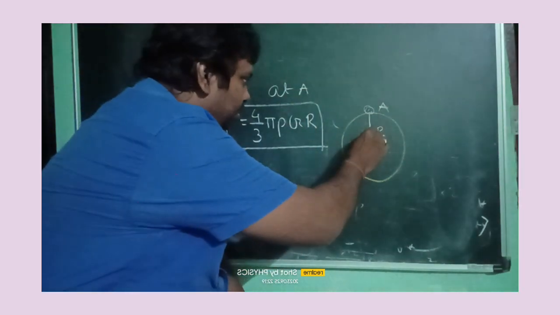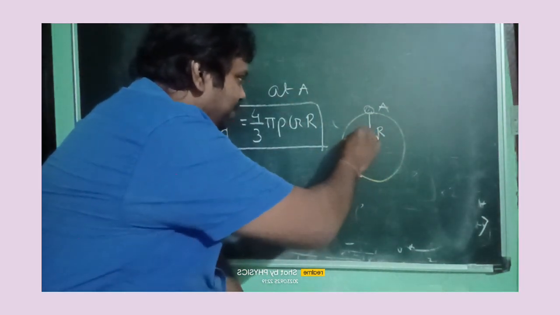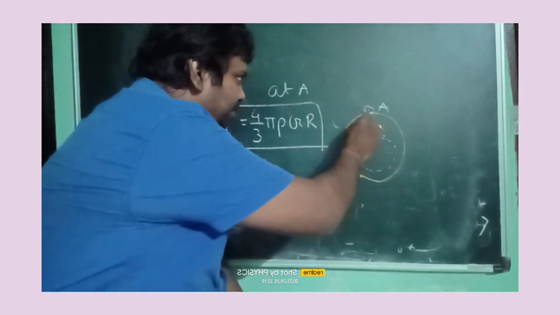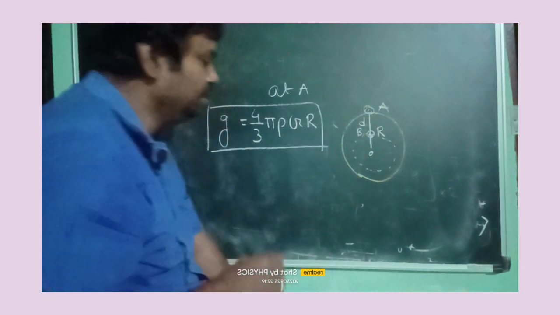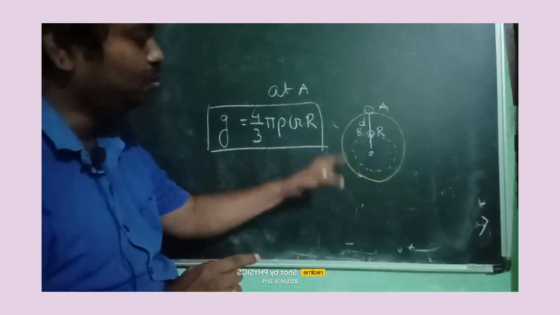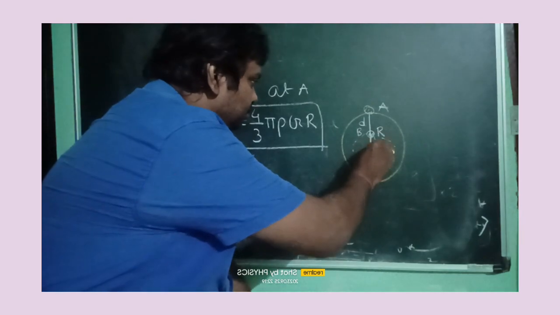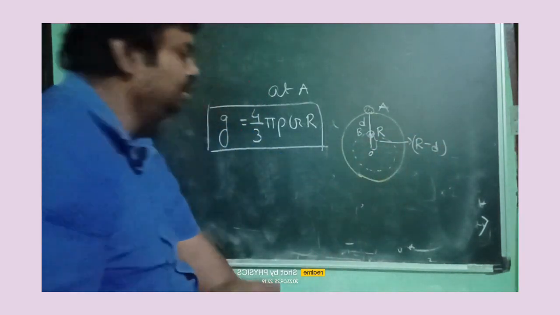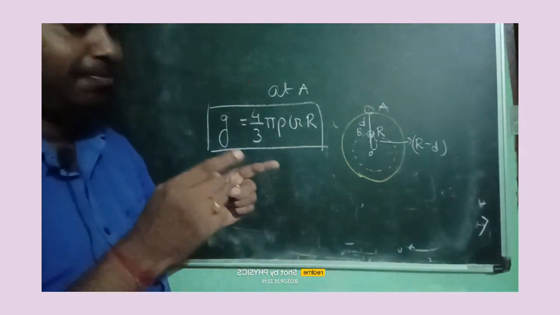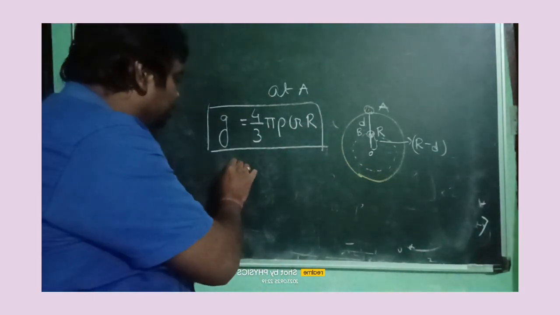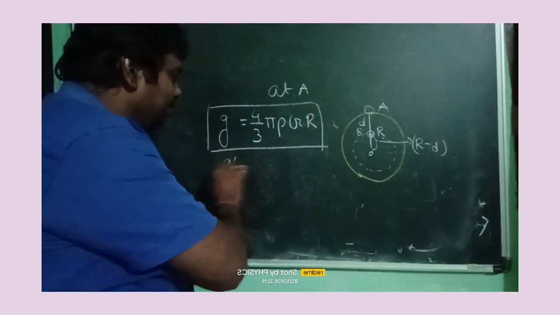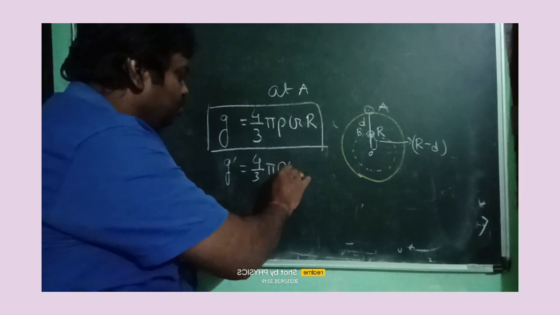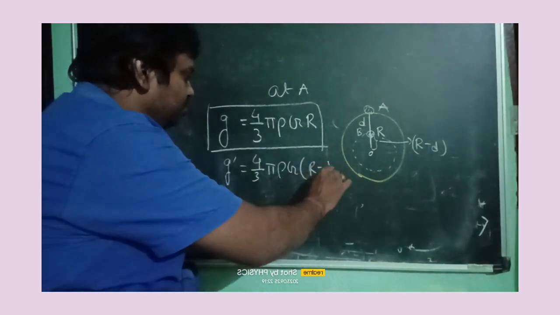Now if the object is displaced to the point B at a depth of d, then the radius reduces to R minus d. Now the acceleration due to gravity at that point B, g dashed, is equal to 4/3 pi rho G into (R minus d).